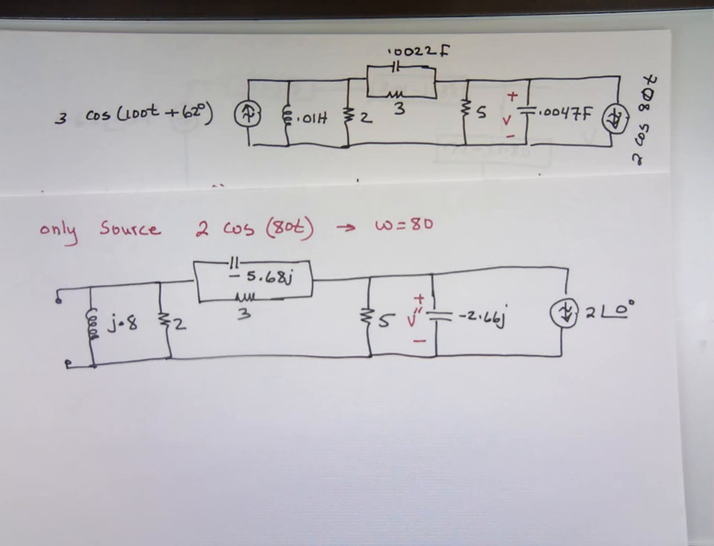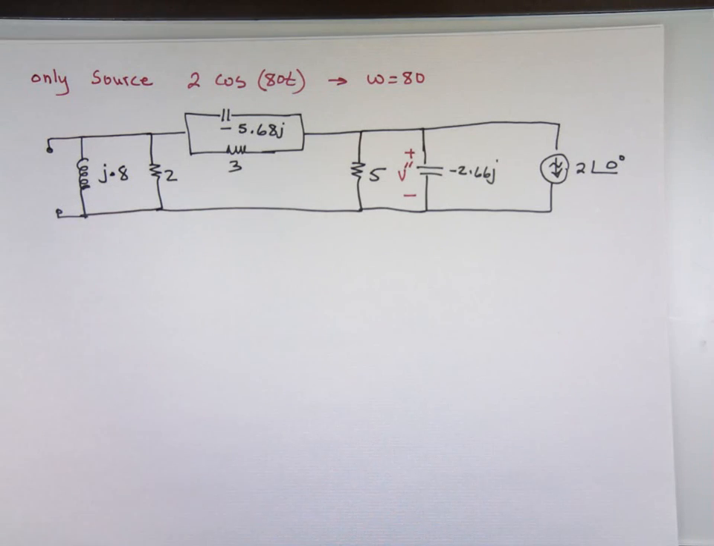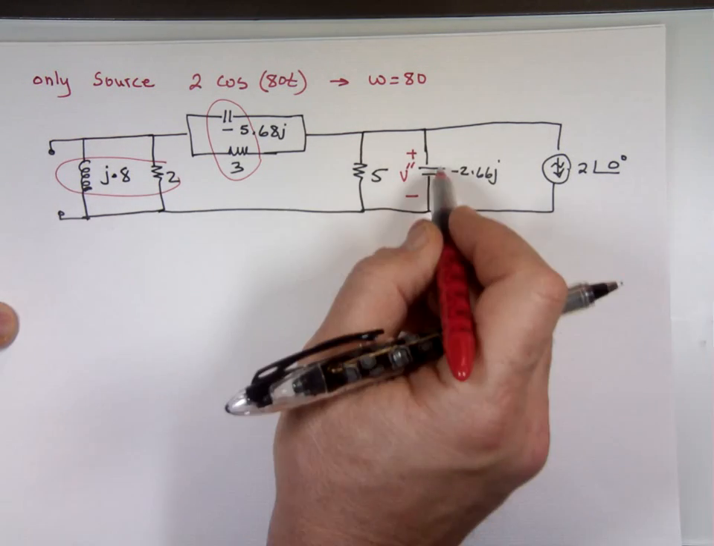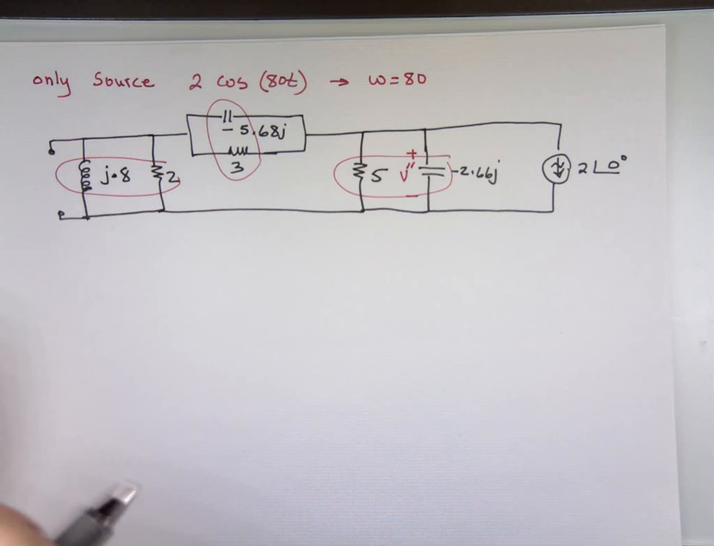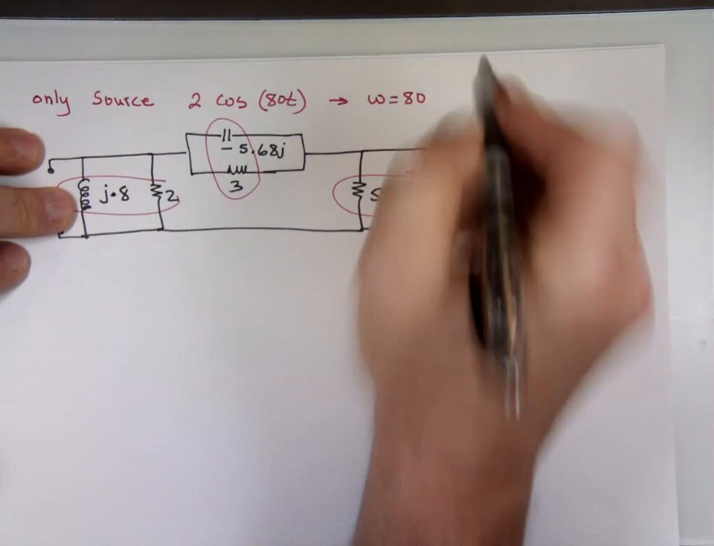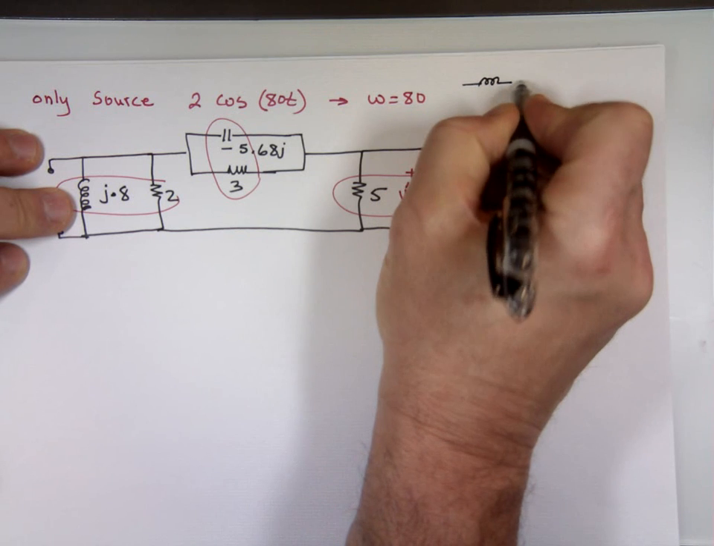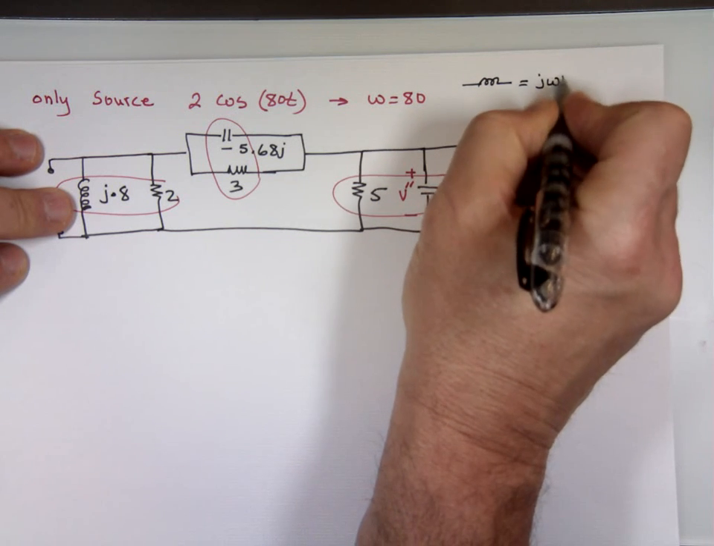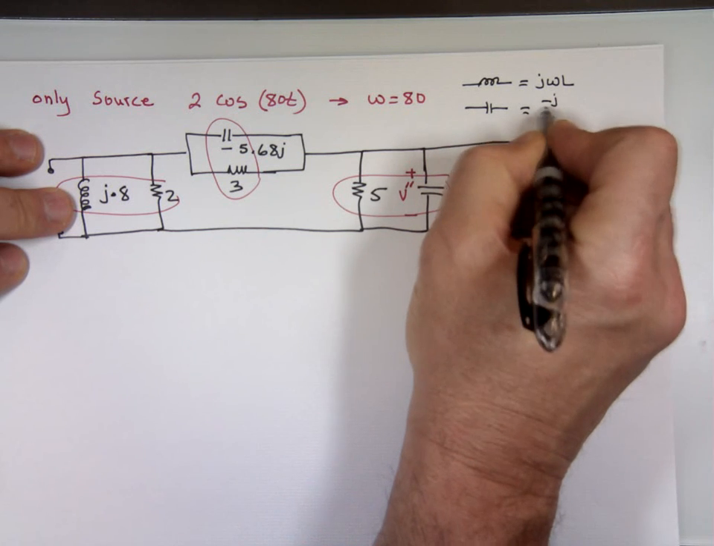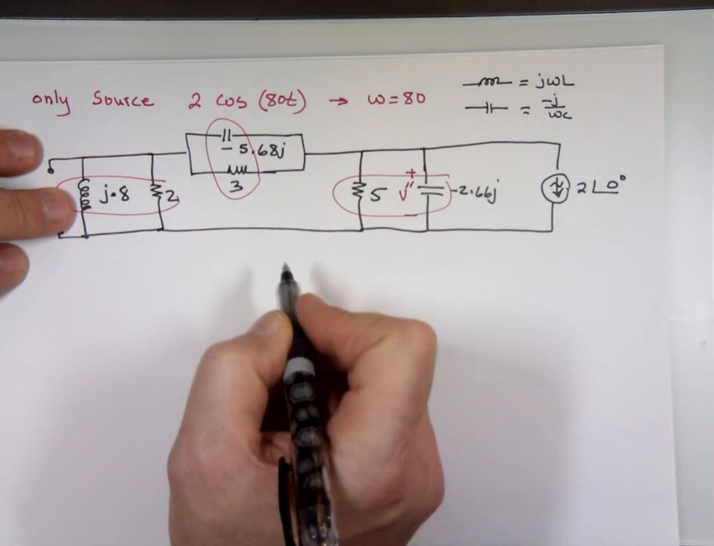And let's do the math. These two, product over the sum. These two, product over the sum. These two, product over the sum. Again, if you missed it, how did you come up with these numbers? How did you get this 0.8? The inductor is equal to j omega L, and the capacitor is negative j over omega C. That's how I came up with these numbers.